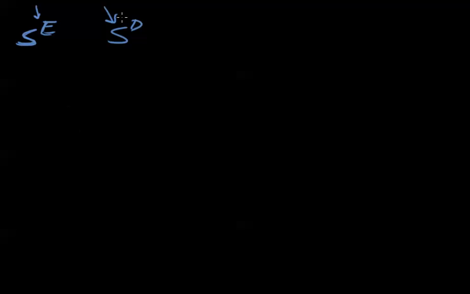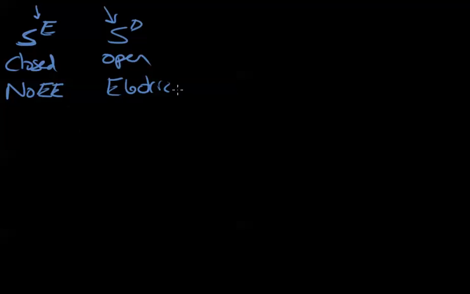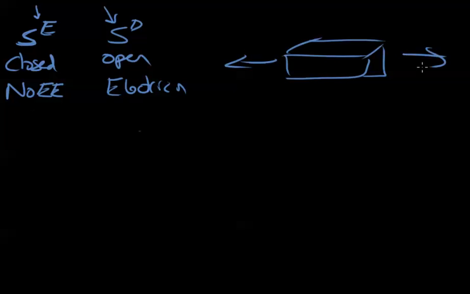So the reason, and this is open circuit. This is closed circuit, and this is open. This has no electrical energy. This has electrical energy, and this is electrical energy due to an applied force. So if you apply a force on the material, this would be SD. This is how stiff we would feel the material to be.